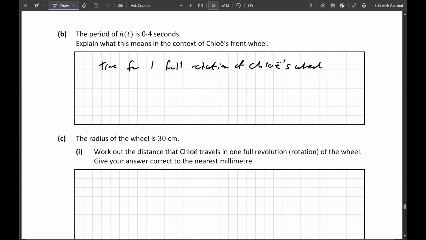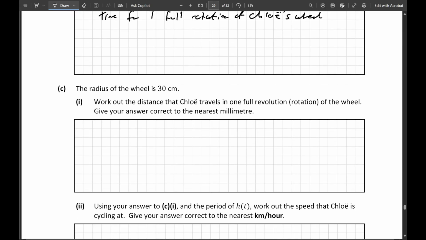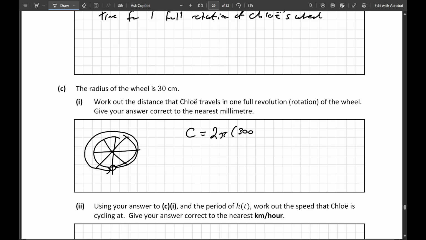The wheel's radius is 30. Work out the distance in one rotation of the wheel to the nearest millimeter. Okay, spicing up the units here. Well, in one full rotation, it travels the distance of the circumference of the circle. So if this was a wheel with spokes in it, it would start here, go the whole way around and back to there. So that's just the circumference. So C is 2 pi times 30 centimeters, which is 300 millimeters. So that's just 600 times pi millimeters, which to the nearest millimeter is 1885 millimeters.